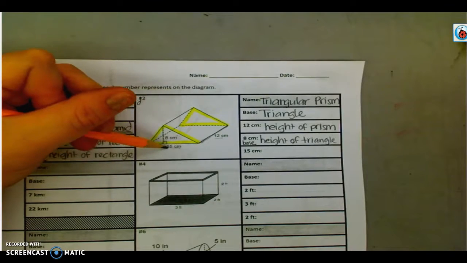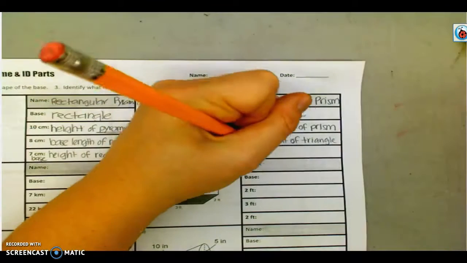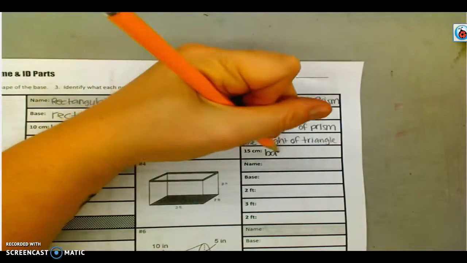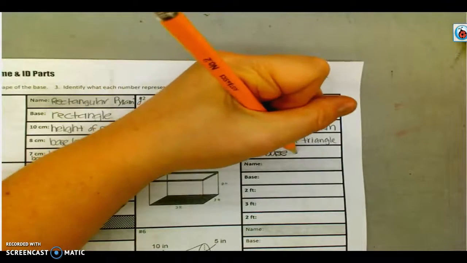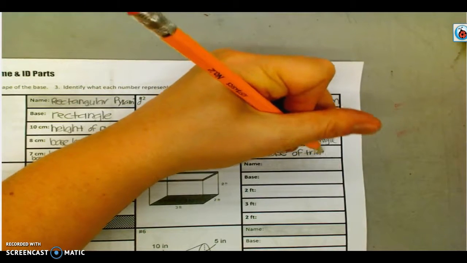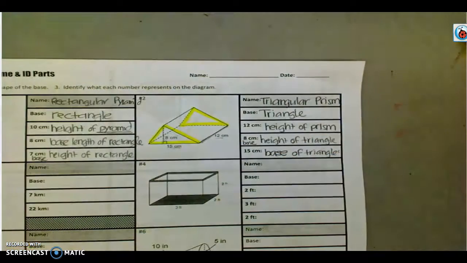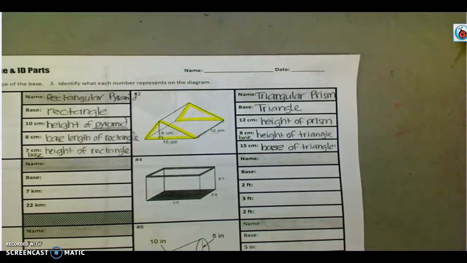Okay, and so then this 15 is the base of the triangle, because remember, height and base form a 90-degree angle. So if we see that, we just have to figure out if it's the base and height of the base or the base and the height of the actual prism or pyramid.